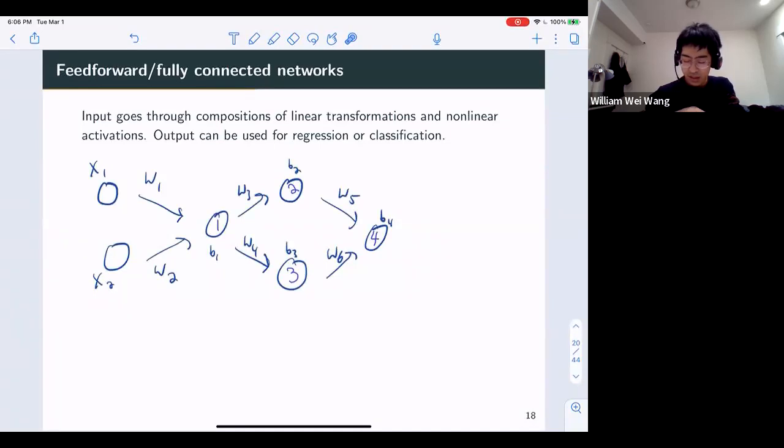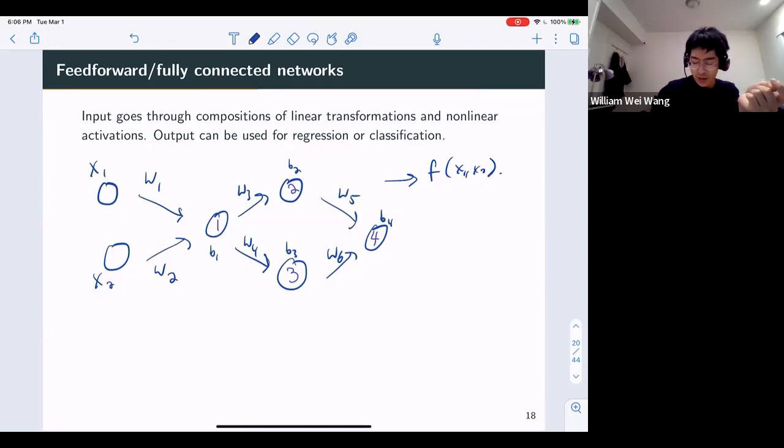So neural networks go through compositions of linear transformations and nonlinear activations. It's basically a function that's specified by some sort of architecture. So what is this function here? Let's say that we have 2 inputs here, so this defines a function f of x1, x2.